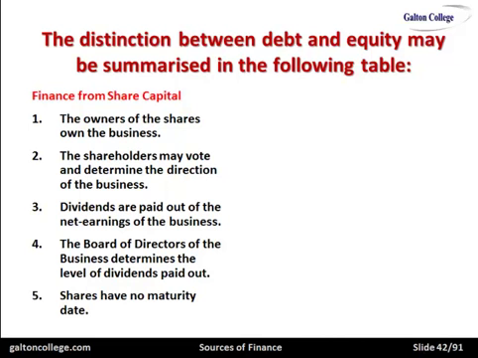Ordinary shares have no maturity date. They don't have to be repaid. So ordinary shares are not repaid by the business. Once the investor buys ordinary shares in the business, that sum of money goes to the business and stays with the business. The shares can be sold later to other investors, and in that case it doesn't involve the business.